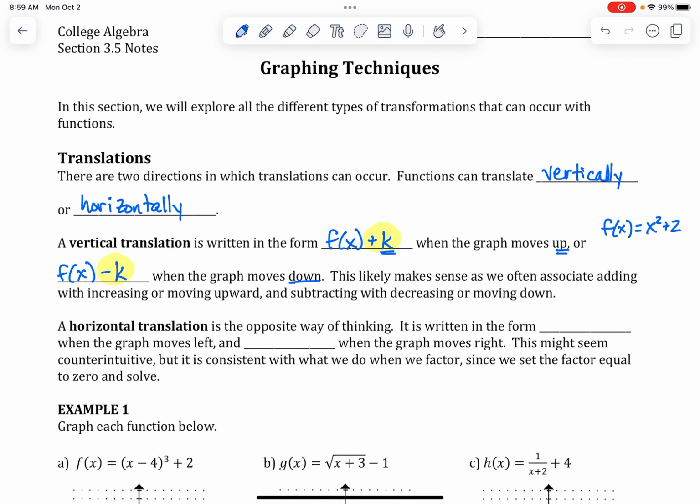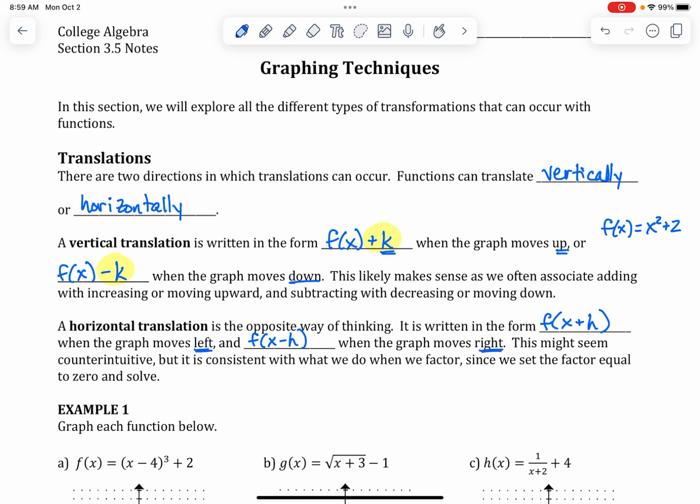Okay? A horizontal translation graphically and algebraically sort of contradict each other, okay? And it's written here in the form f of x plus h, I will call it h rather, not k, because k is the y value. We'll call it f of x plus h when the graph moves left. And it's f of parentheses x minus h when the graph moves right, okay?